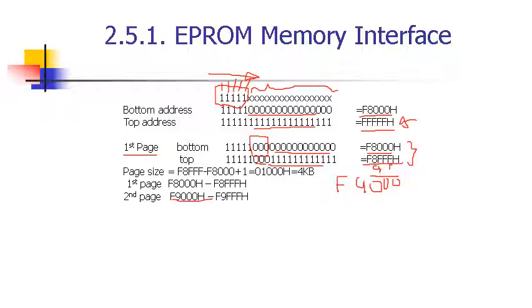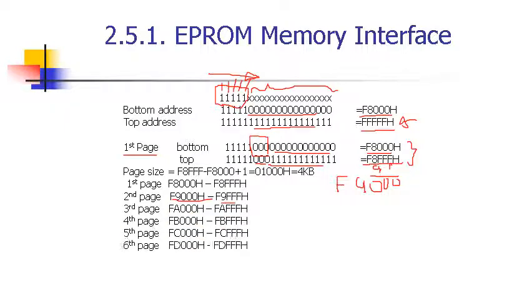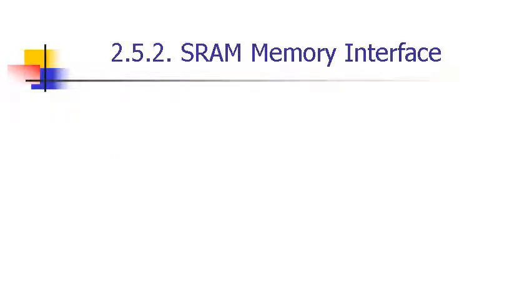Okay, good. To this, you can go ahead and determine the address range of each one of your 8 pages. This is it for the EEPROM. Now comes the static RAM.